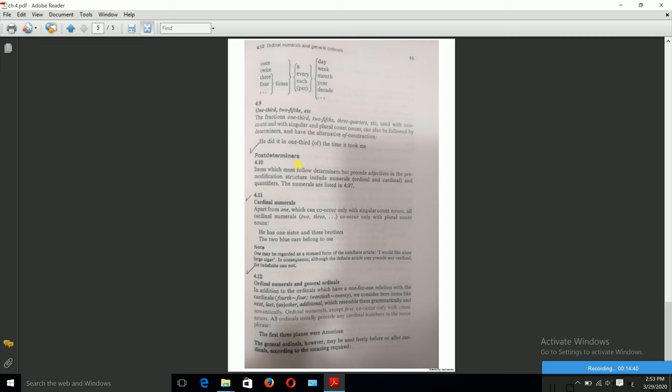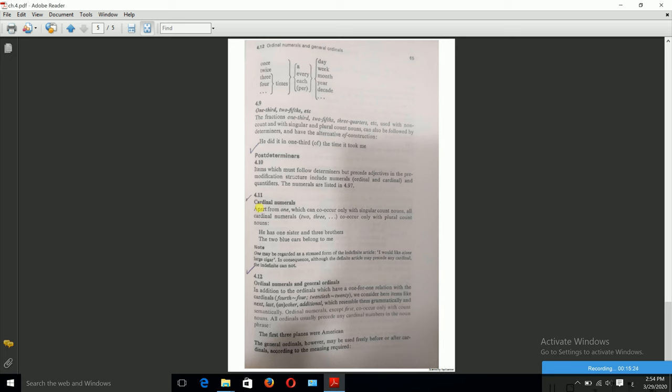And now, postdeterminers. Postdeterminers are items which must follow determiners, unlike predeterminers, which appear before them. They follow determiners but precede adjectives in the premodification structure. They include numerals, either ordinals or cardinals, and quantifiers.